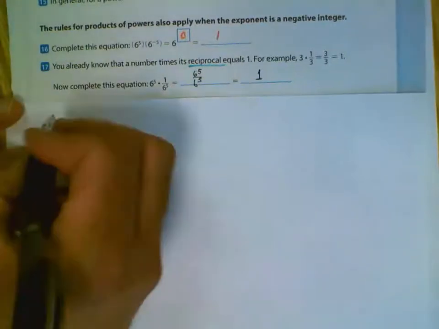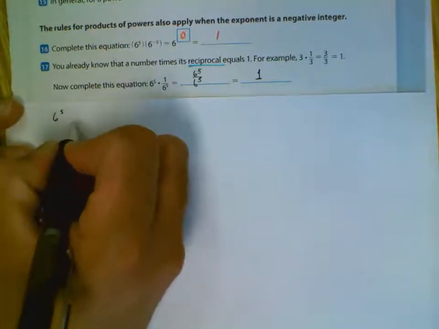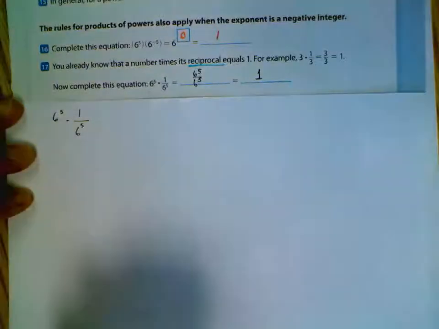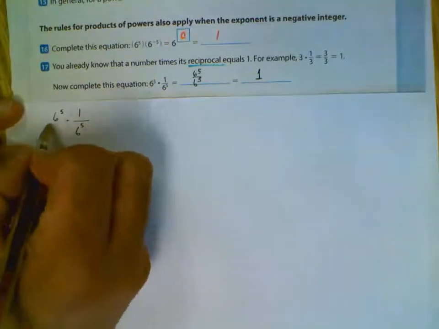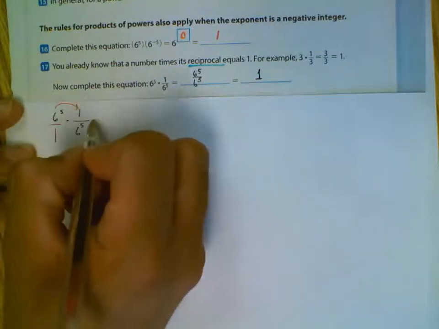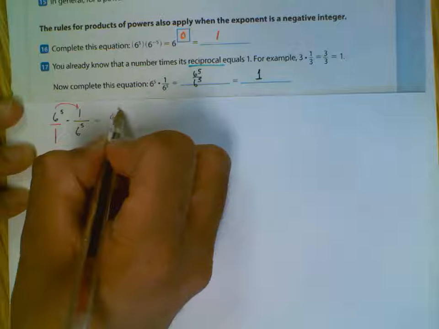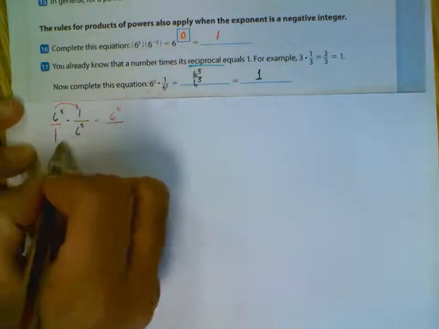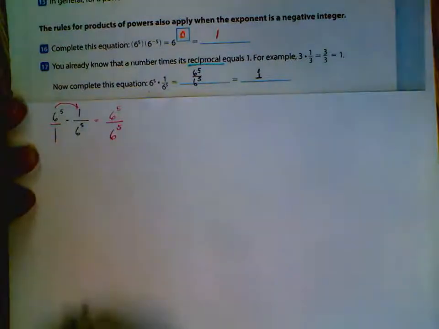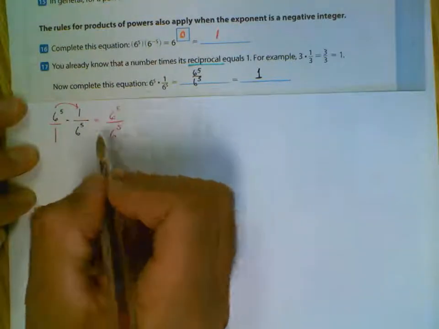Now, is there any other explanation? Let me try here. So you have 6 to the 5th power times 1 over 6 to the 5th power. Remember that this 6 to the 5th has a denominator of 1. So 6 to the 5th times 1 is equal to 6 to the 5th power over 1 times 6 to the 5th, which equals 6 to the 5th power. So you have exactly the same.